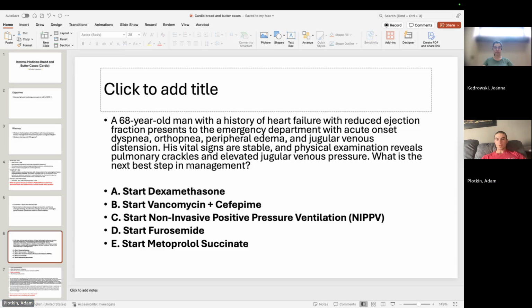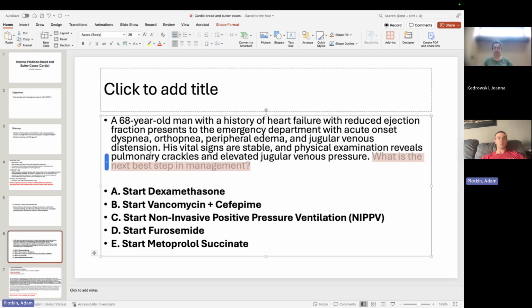All right. So I'm asking you, what's the next best step in management? We have a 68-year-old man with a history of heart failure with reduced ejection fraction, presents to the emergency department with acute onset dyspnea, orthopnea, peripheral edema, and jugular venous distension. His vital signs are stable. Physical exam reveals pulmonary crackles and an elevated JVP. What do we do next? Oh yeah, start furosemide. He's absolutely volume overloaded.